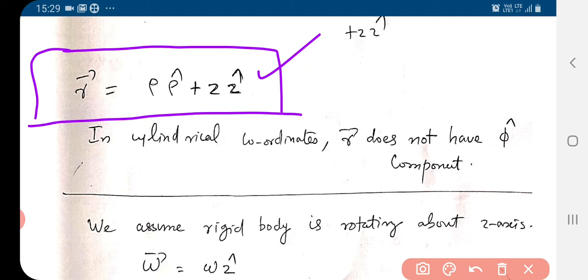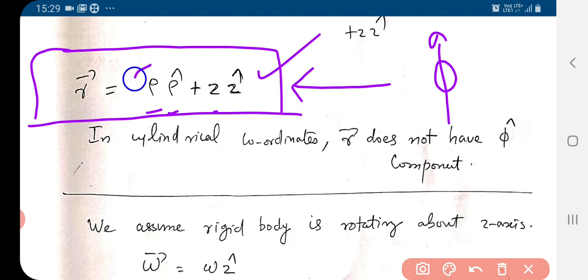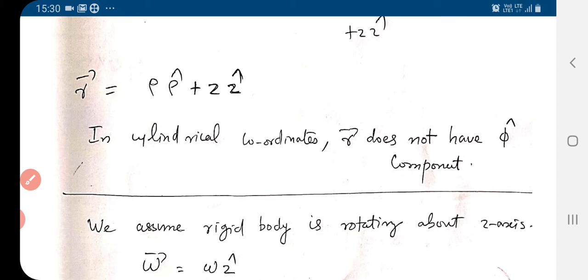So what we are noting here is r does not have a phi component. Okay, r does not have the phi component. Only rho and z components are there: unit vector rho component rho, unit vector z component z. So it does not have the phi component. Okay. So this is how we have the position vector in cylindrical coordinate system.